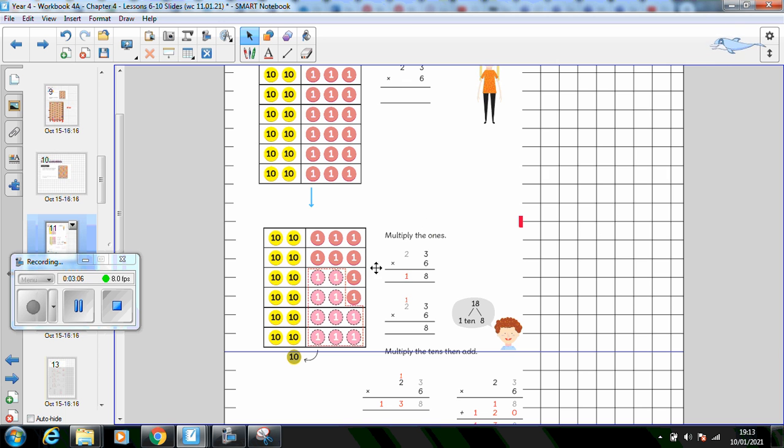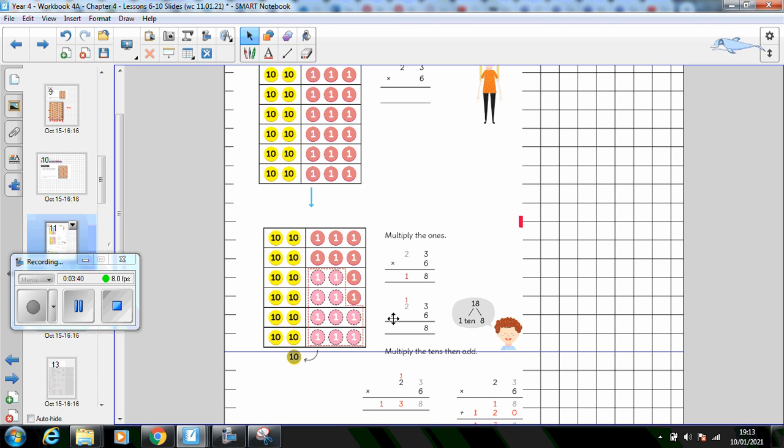Looking at this, we're going to start by multiplying the ones. We have 6 times 3, which is 18. Now we know we can only put ones in the ones column, so that 10 needs to go out of the way to be included with the tens. So 6 times 3 is 8 ones and 1 ten, it's 18. And then we can work out the tens.